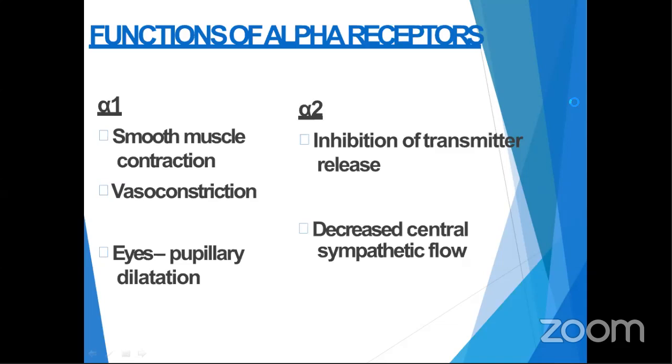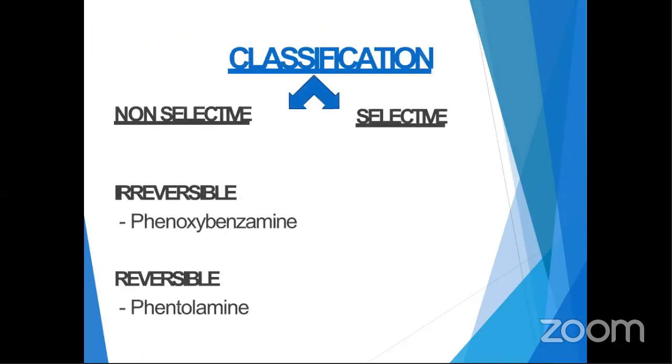Let us see first the classification. This is the classification of alpha receptor blockers, alpha blockers or alpha receptor antagonists. We can classify them as non-selective and selective ones. The non-selective can again be classified as irreversible and reversible. First we should look at what we mean by non-selective and what we mean by selective.